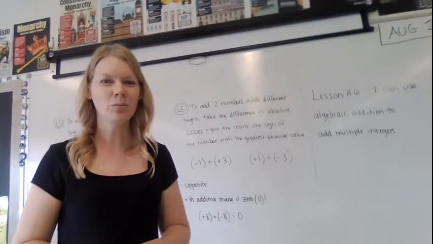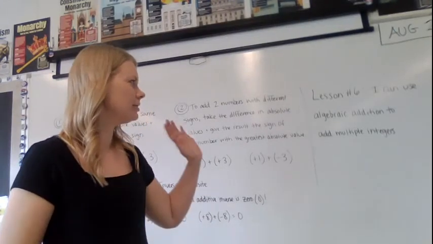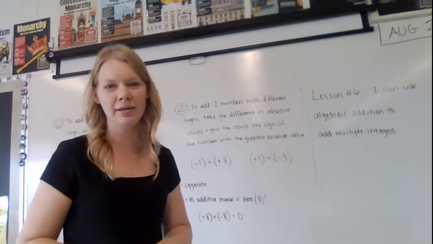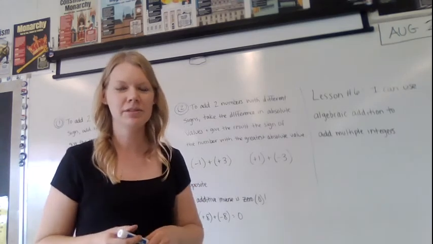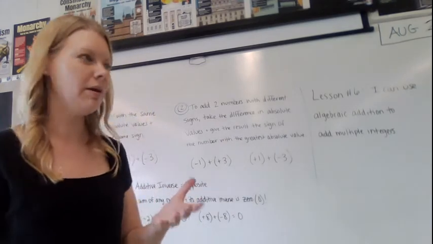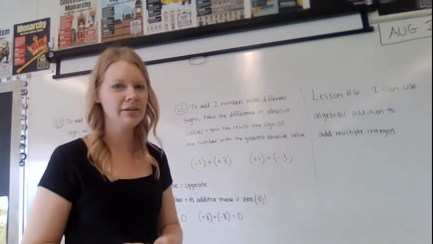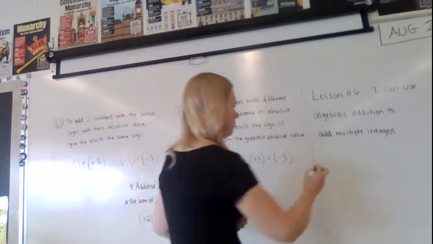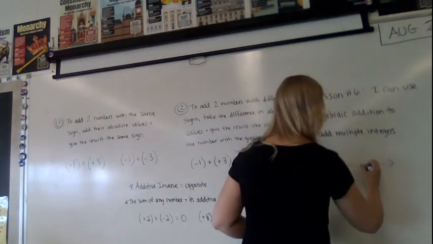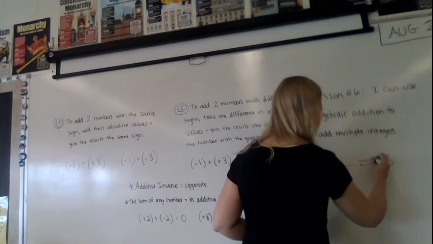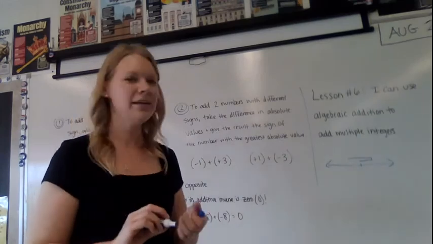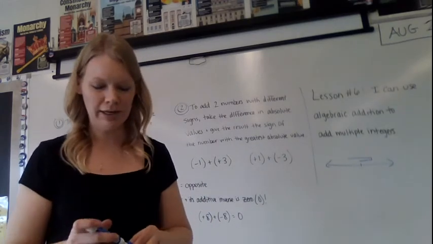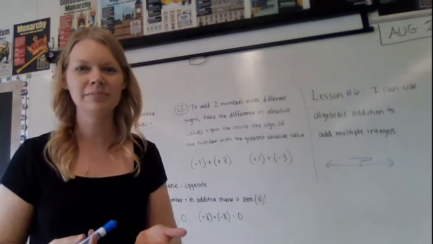Lesson 6 has just one objective, which is to be able to use algebraic addition to add multiple integers. Thinking back to lesson 5, we were using a number line in order to add various integers together, having to move to the right when we were adding a positive number and to the left when we were adding a negative number. Algebraic addition is just going to be a quicker way for adding integers together.